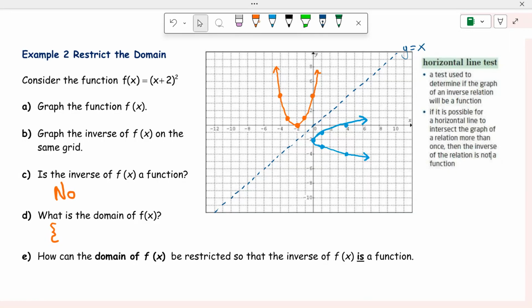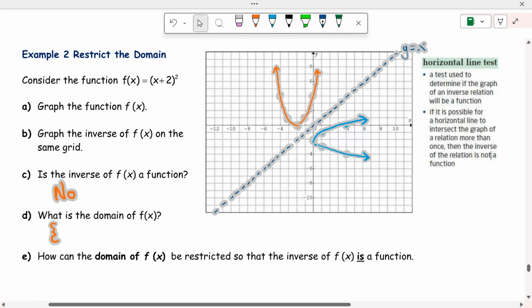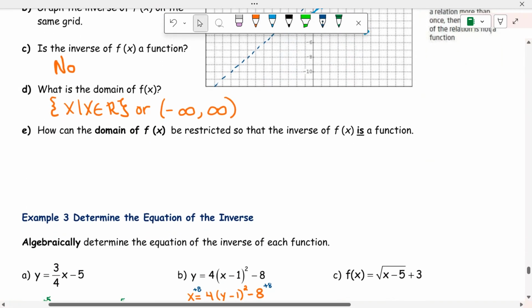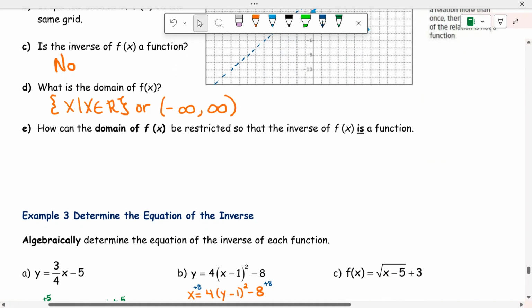So my domain of f of x is x such that x is an element of all reals, or negative infinity to positive infinity. That's the two ways we can write the domain of the original. Since it's titled, I don't have to title that. It says what is the domain, and I'm filling in that space.